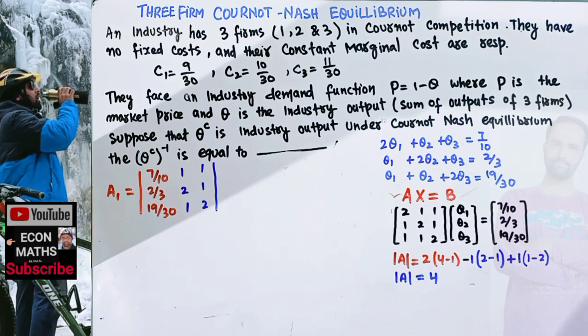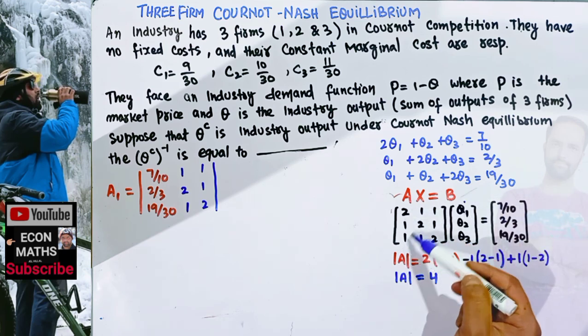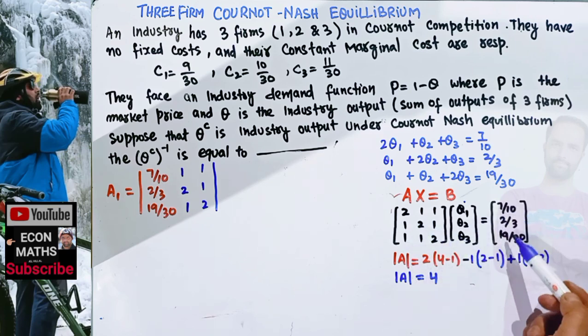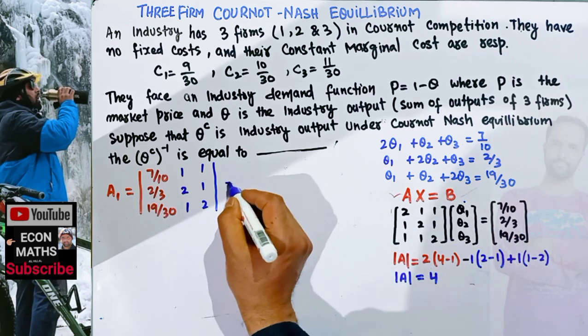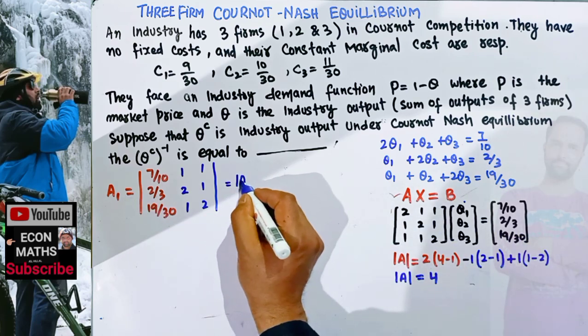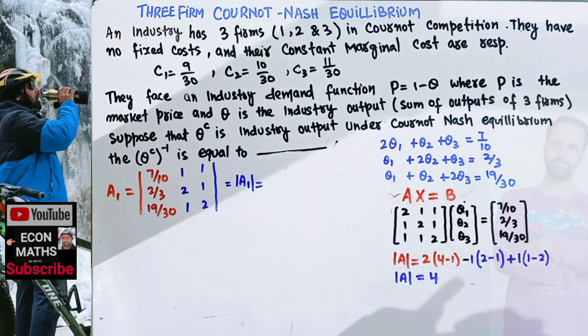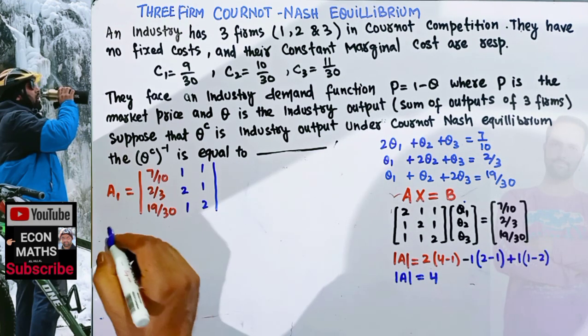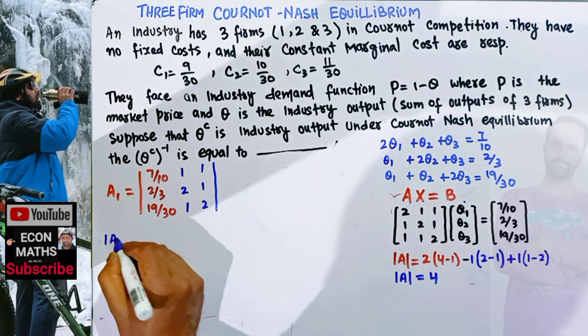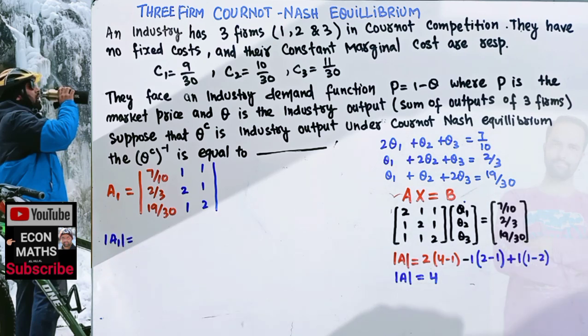Okay, let me repeat it again. To find the value of Q1, we replace the first column of this coefficient matrix with the vector of constant terms, and take the determinant of this new matrix. That means determinant of this A1 will be equal to, again, or let's write the determinant here. I don't have space, sorry for this. A1 will be equal to, again, how do we find determinant?